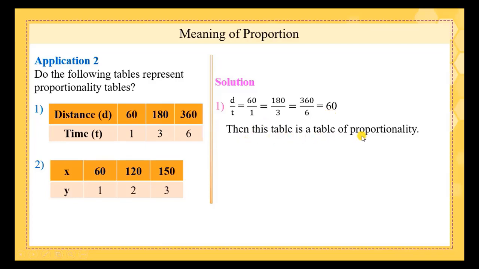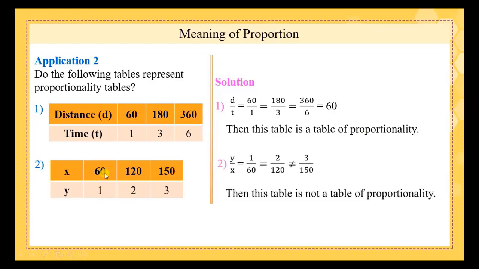So this table is a table of proportionality, but in table 2, the ratios are 1 over 60, 2 over 120, and 3 over 150. By comparison, the first two ratios are equal because if we multiply 1 and 60 by 2, we get 2 over 120, but they are different from the third ratio because if we multiply 1 and 60 by 3, we get 3 over 180, different from 3 over 150. Then this table is not a table of proportionality.